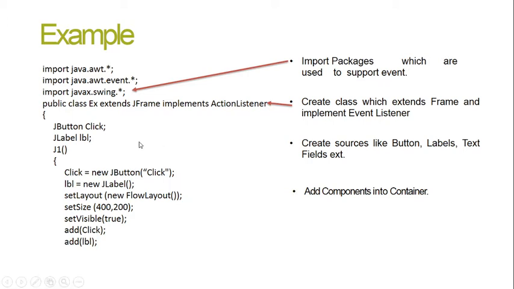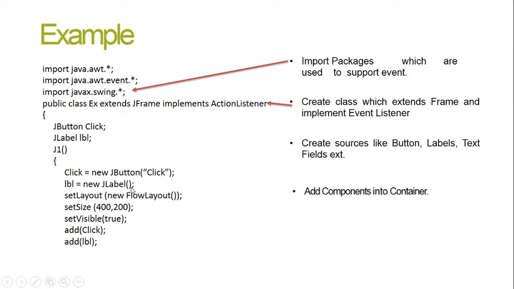If it is an item selected event, then ItemListener. In the same way, MouseListener, MouseMotionListener; it depends on your event type. Over here I am performing the action event, that's why I am implementing ActionListener. Okay, so I want one button, that's why I am creating one button, and that button object name is click, and the label object name is LBL. Over here in the constructor, click object equal to new JButton, and the label of that button is click.